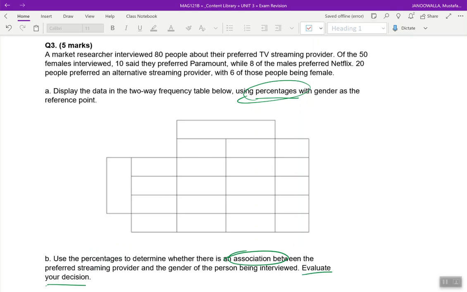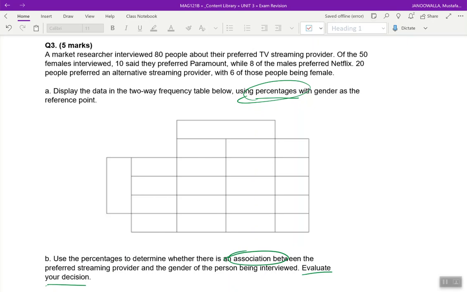So a few things. It's not about just putting the values in. We need to make sure they're percentages. Then we need to look for a relationship, and then we need to evaluate our decision. It's a 5 marker, so we need to keep that in mind. Always plan a bit before you start. It'll save you time and save you some erasers as well.